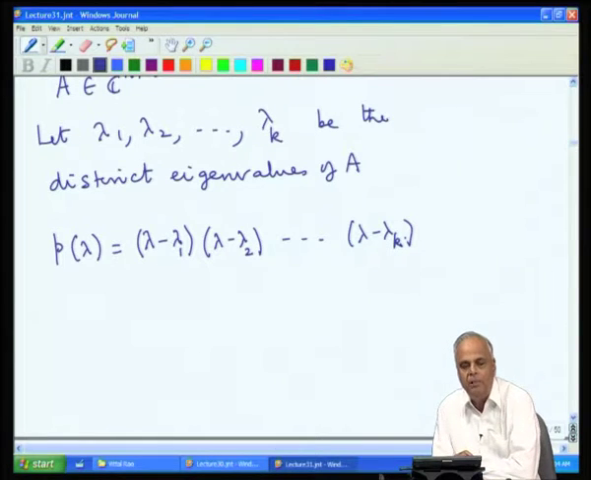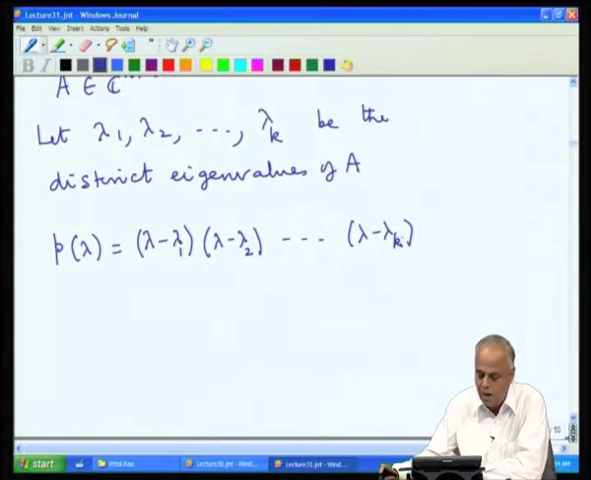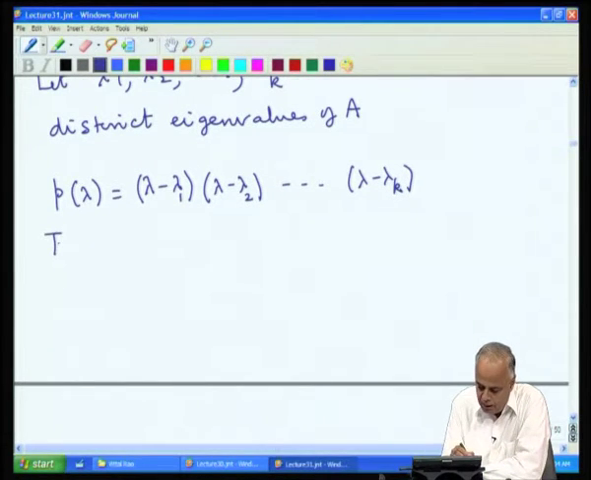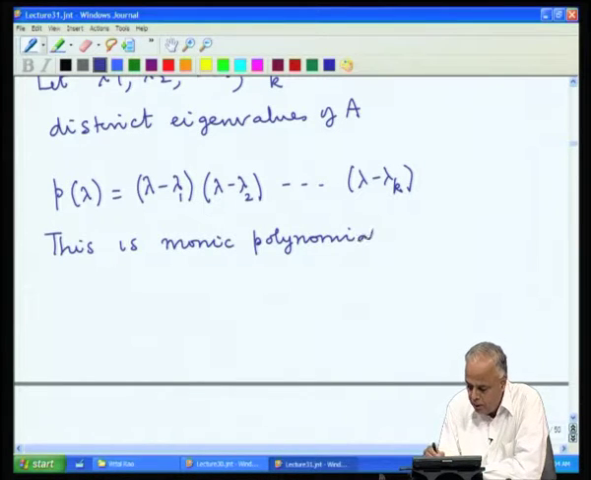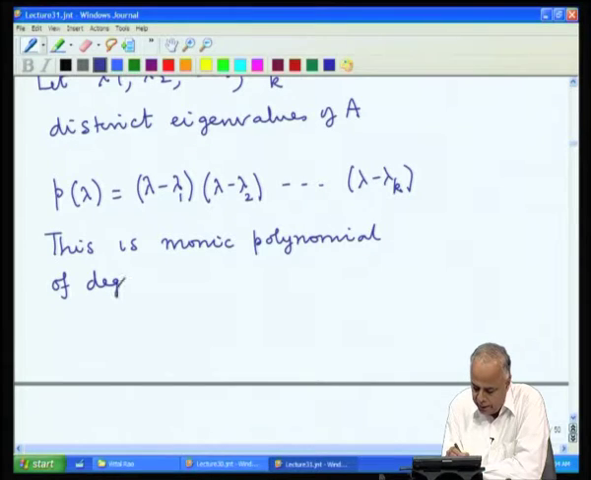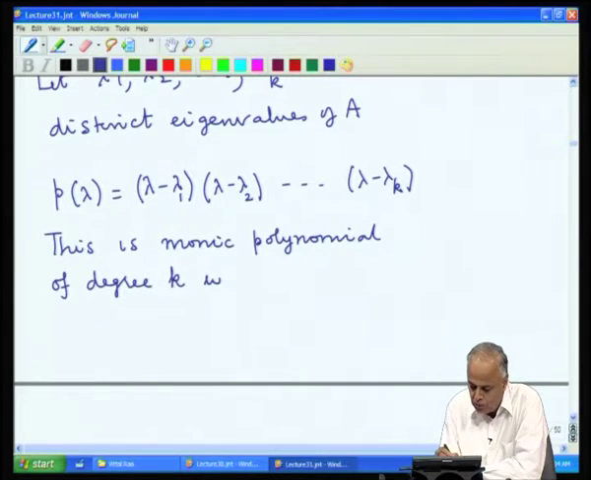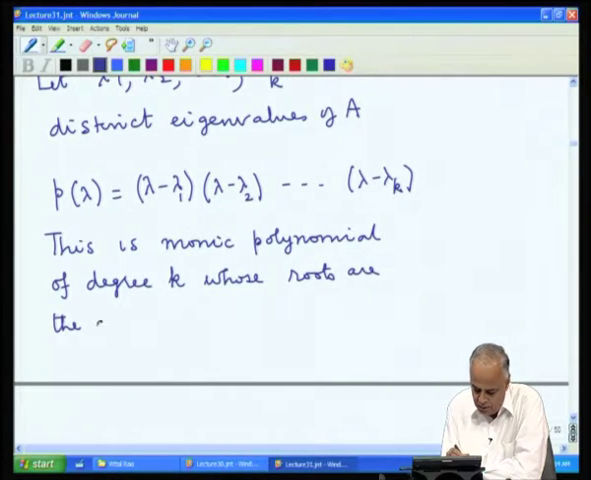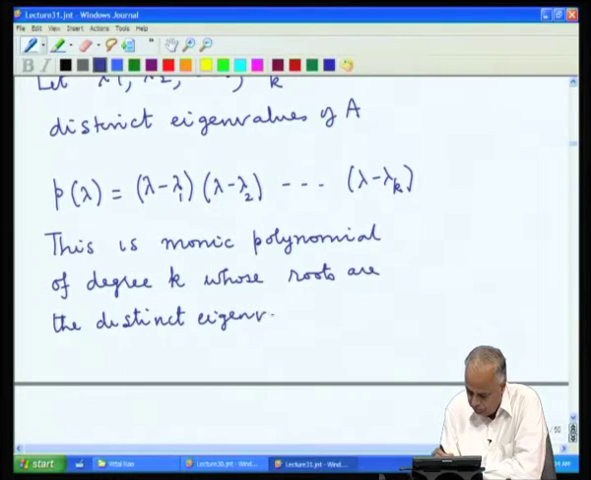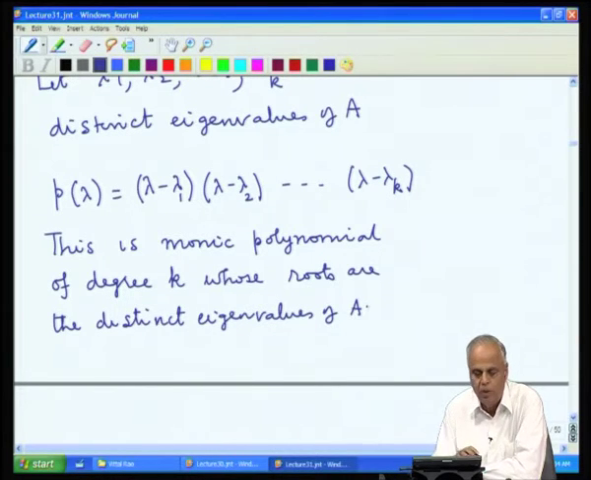So this is a polynomial of degree k whose roots are lambda 1, lambda 2 and lambda k. This is a monic polynomial because the highest power has coefficient 1. This is a monic polynomial of degree k because there are k factors, whose roots are the distinct eigenvalues of A. Lambda 1 is a root, lambda 2 is a root, lambda k is a root.